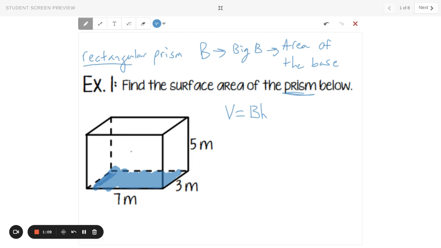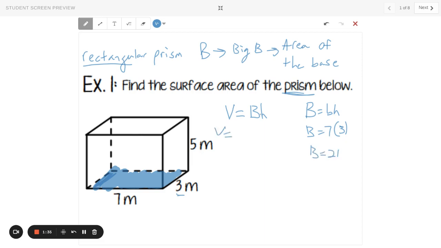So since it's a rectangular prism, the base is in the shape of a rectangle. The way that you find the area of a rectangle is base times height. So big B is going to be base times height. The base of the rectangle is 7, and the height of the rectangle, just the rectangle, we're not looking at the whole figure, is 3. So 7 times 3 is 21.